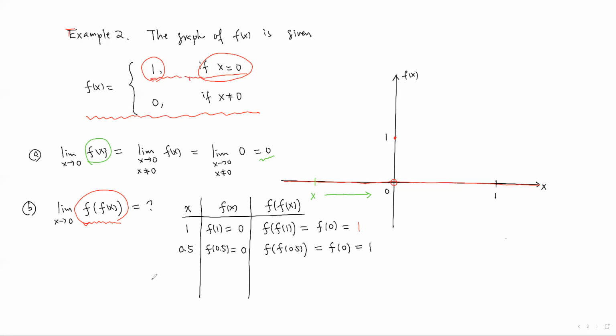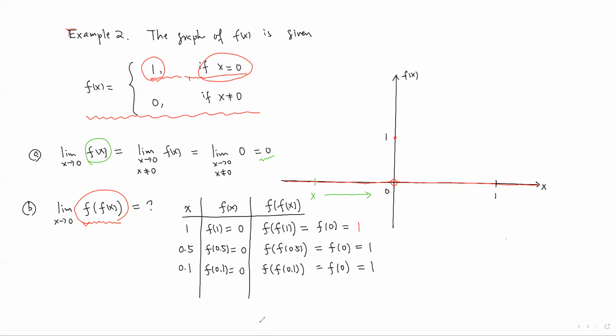x is getting closer and closer to 0. So for the next point, let me pick 0.1. Now evaluate the function value at 0.1, f of 0.1. Going back to the definition of f, when x is not 0, the function value is 0. So this is 0. Now, in the third column, f of 0 is 1.